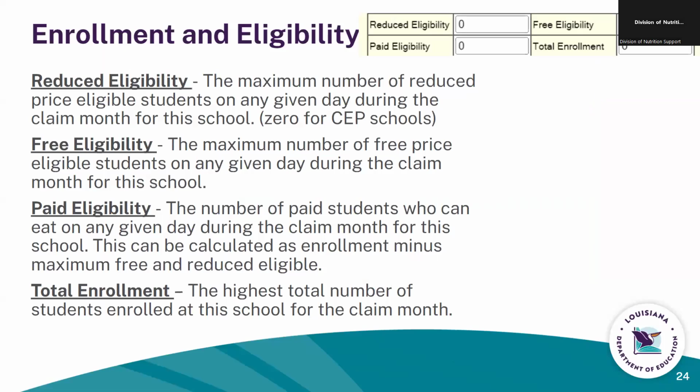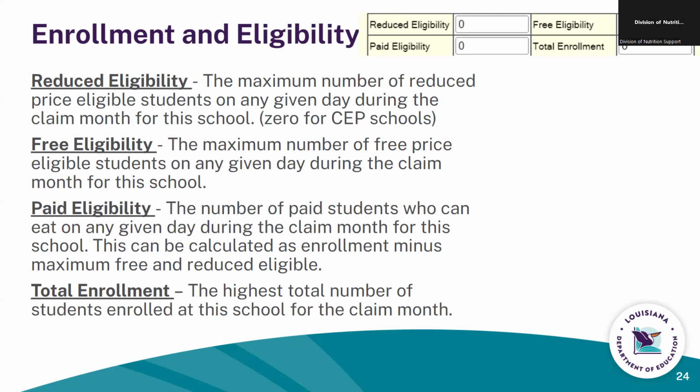So reduced eligibility is the maximum number of reduced price eligible students on any given day during the claim month for this school. But if you're CEP, that would be 0. Free eligibility is the maximum number of free price eligible students on any given day during the claim month for this school. And paid eligibility is the number of paid students who can eat on any given day during the claim month for this school. This can be calculated as enrollment minus maximum free and reduced eligible students.